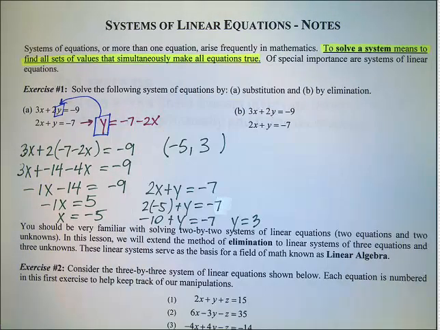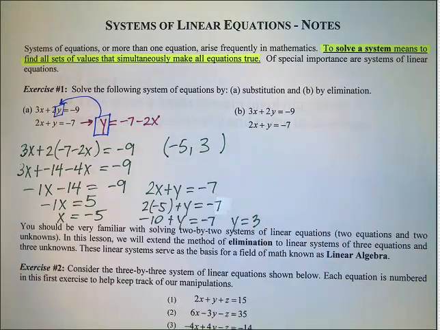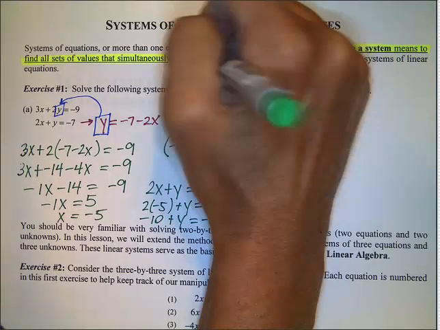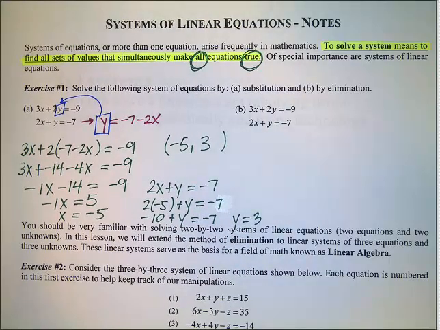And I could substitute -5 for x in both equations and 3 for y in both equations, and it better make all the equations true. Okay, if it doesn't work in one of them, it's not true, it's wrong.